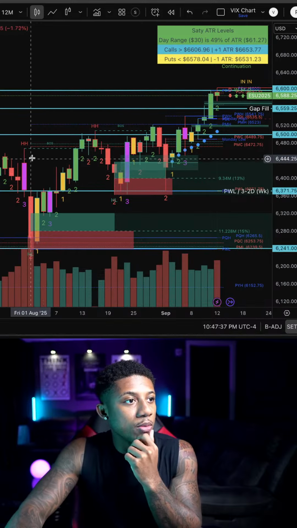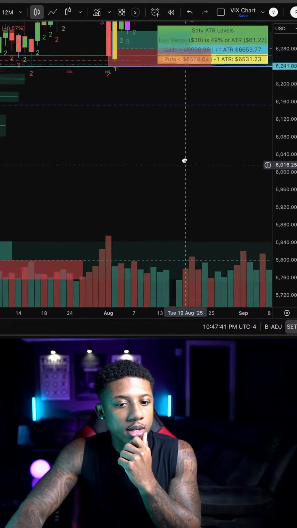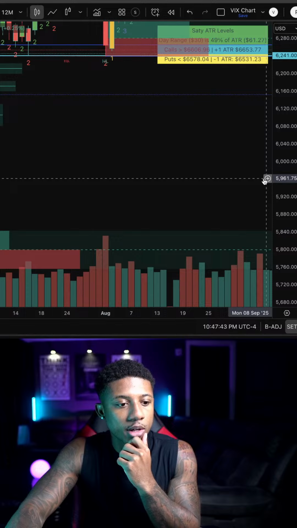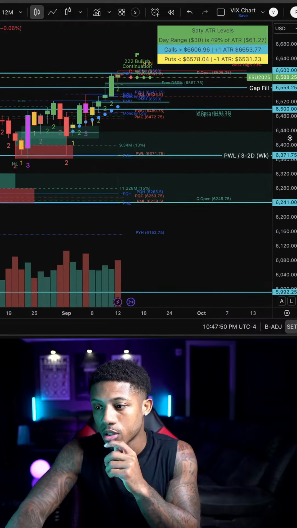So these are our main levels here. So one of the things to look at is another level that we could definitely come back and revisit is going to be 6,000. Now, I'm not saying this is going to happen anytime soon, but these are just key levels that you want to watch out for.